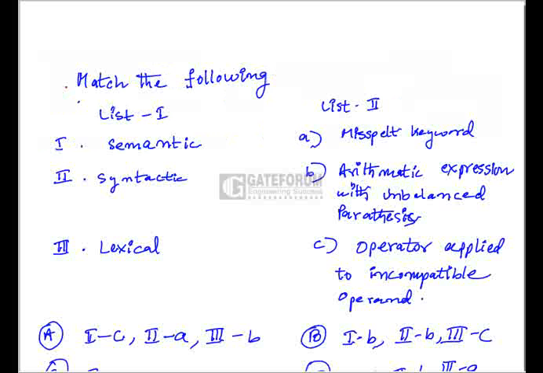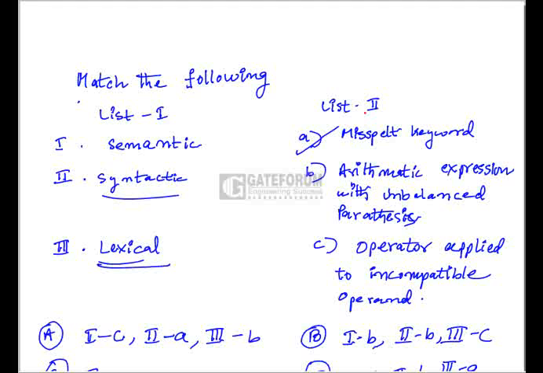Match the following. There are two lists. List 1 is semantic, syntactic and lexical. List 2 is misspelled keyword, arithmetic expression with unbalanced parenthesis, operator applied to incompatible operand. These are generally the phases of the compiler: the lexical phase, semantic and syntactical phase. Usually in the lexical phase, the entire program will be scanned and divided into different tokens. It will find out all the mistakes done in typing or in reserved words, keywords, something like that.